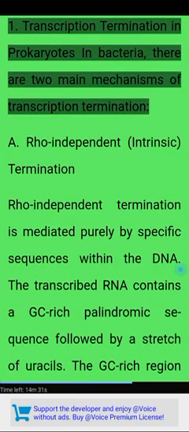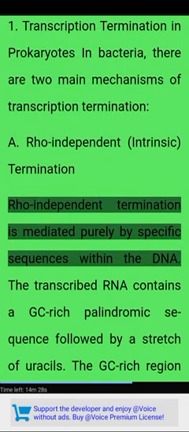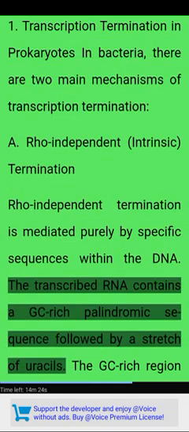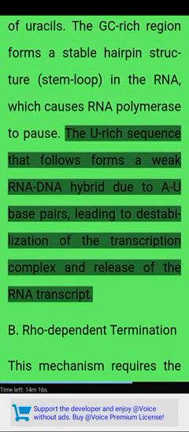1. Transcription termination in prokaryotes and bacteria. There are two main mechanisms of transcription termination. A. Rho-independent, intrinsic termination. Rho-independent termination is mediated purely by specific sequences within the DNA. The transcribed RNA contains a GC-rich palindromic sequence followed by a stretch of uracils. The GC-rich region forms a stable hairpin structure, a stem loop, in the RNA, which causes RNA polymerase to pause. The U-rich sequence that follows forms a weak RNA-DNA hybrid due to AU base pairs, leading to destabilization of the transcription complex and release of the RNA transcript.